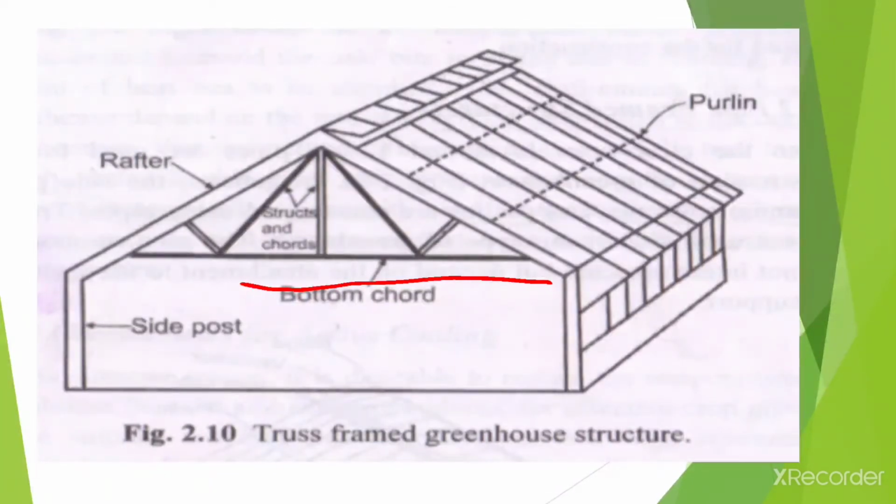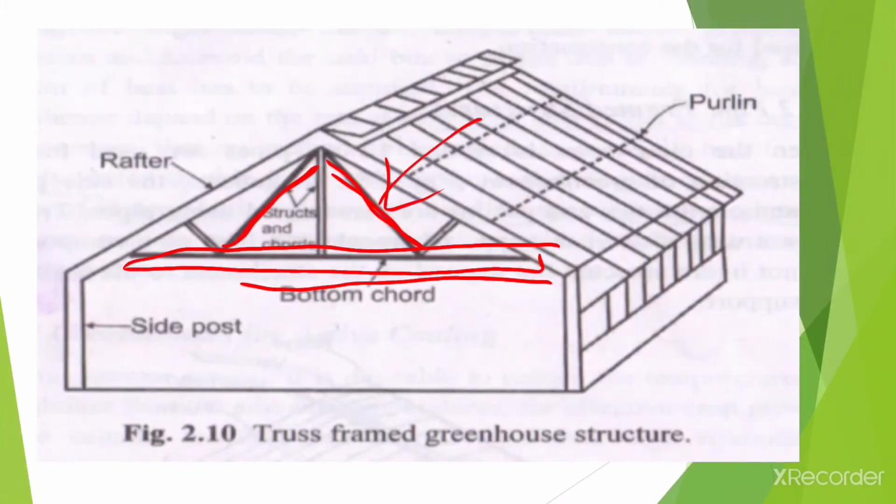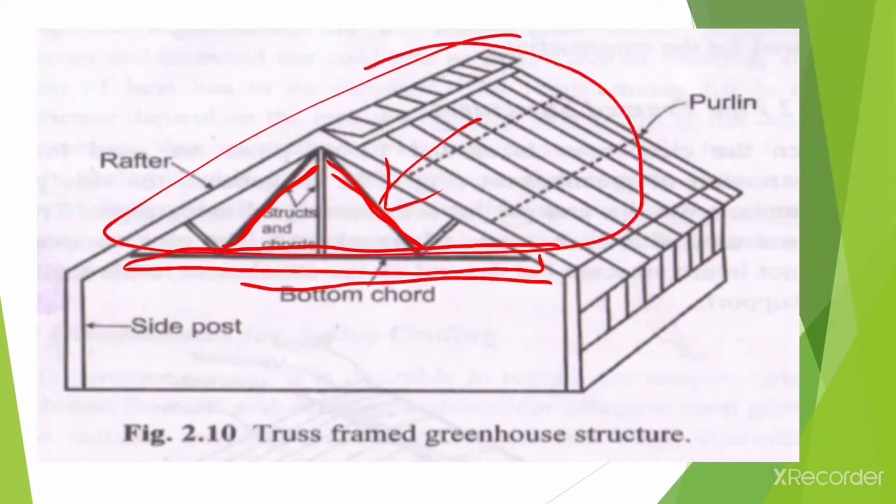This part is the bottom chord. Then again, here is the inclined chord. So basically the chords are present on the upper edge of the truss, or in the upper part of the total truss framed structure.